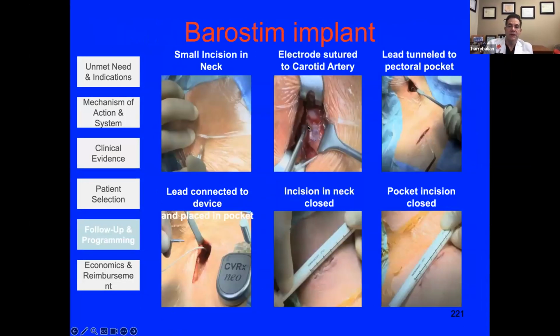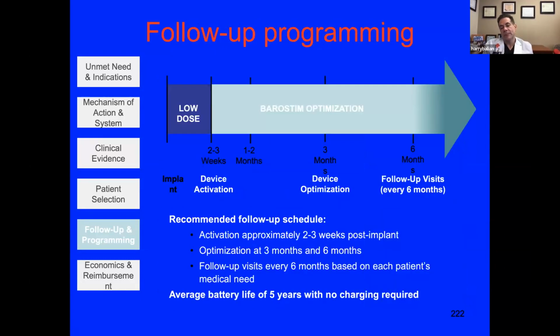This is basically the exposure of the skin and the carotid bulb, and then the electrode implantation, tunneling of the leads, and then the generator, which delivers the impulses to the carotid bulb to counteract the sympathetic overstimulation of these heart failure patients.